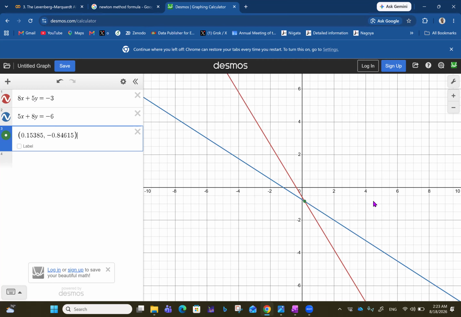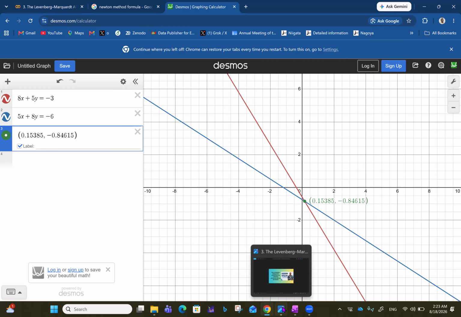Is there something with labels we can? That's labels now. Okay, we can even add that there. That's 0.15. Yeah, 0.1538. Then minus 0.84615. 0.1539 in short.